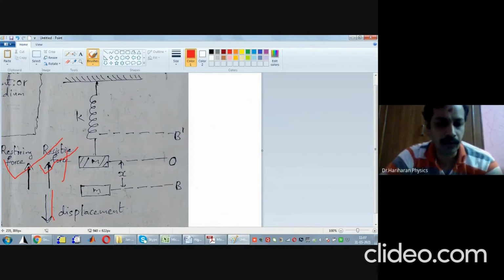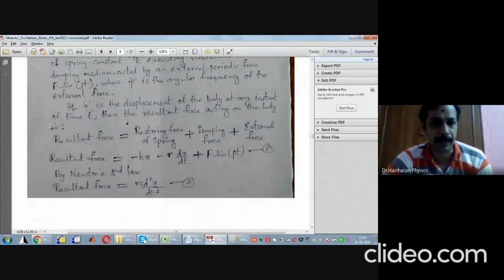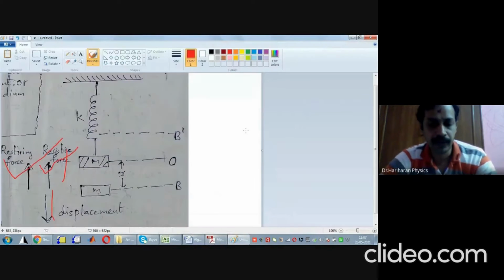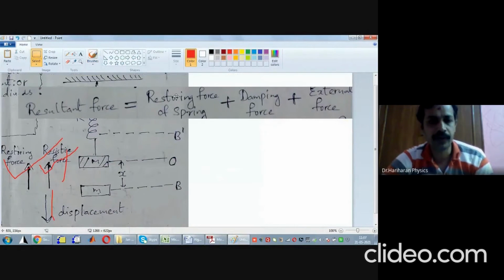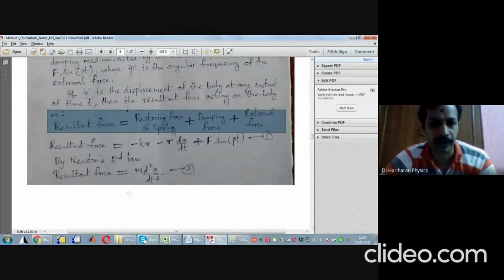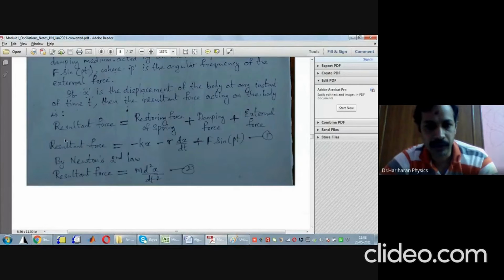Okay, therefore what is the resultant force? The resultant force is the sum of all these three forces. That is what gives rise to this equation here. So the resultant force is going to be the sum of the restoring force, the damping force, and the external force. Now what is the restoring force given by? Look here. The expression is resultant force equal to minus kx into this. I'll take a bigger version.